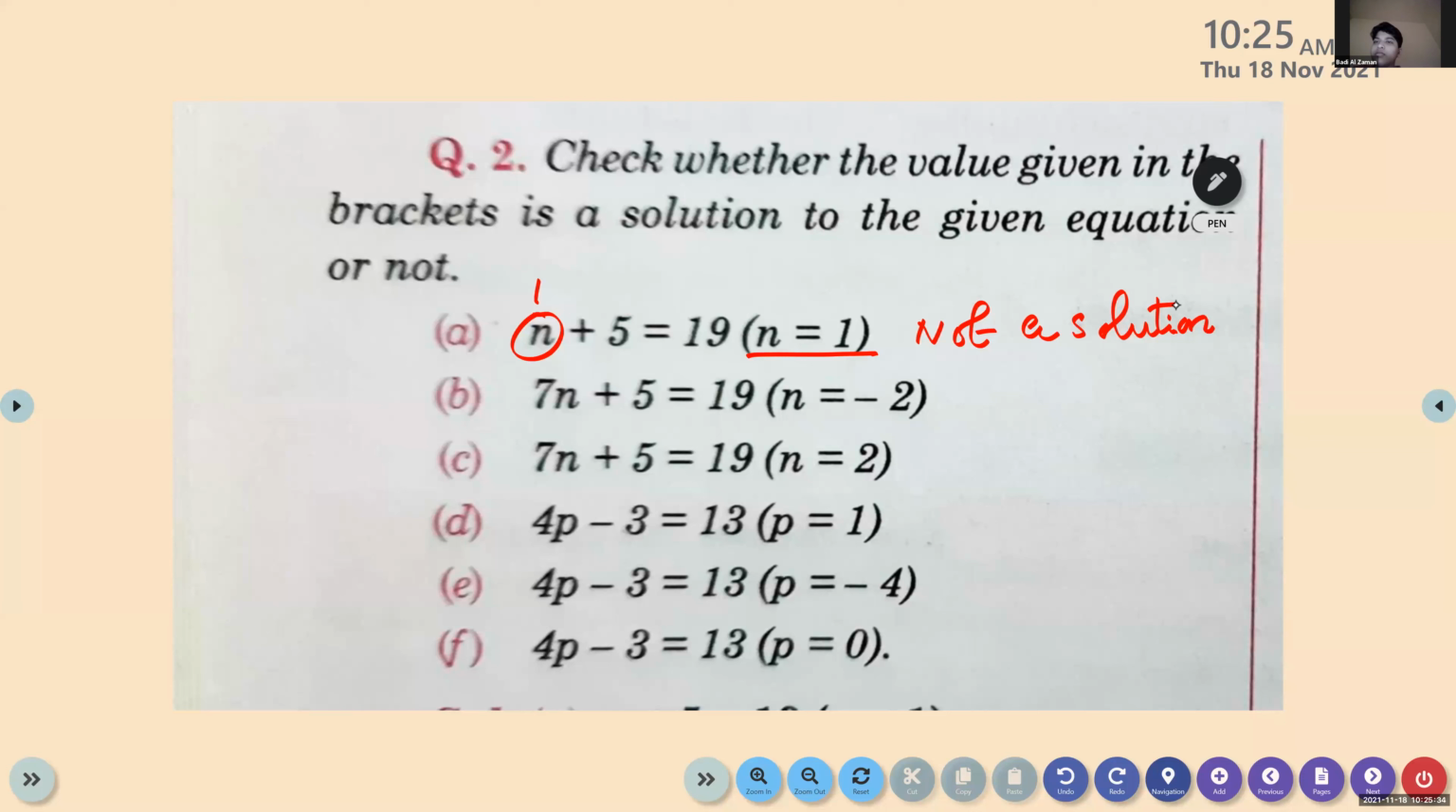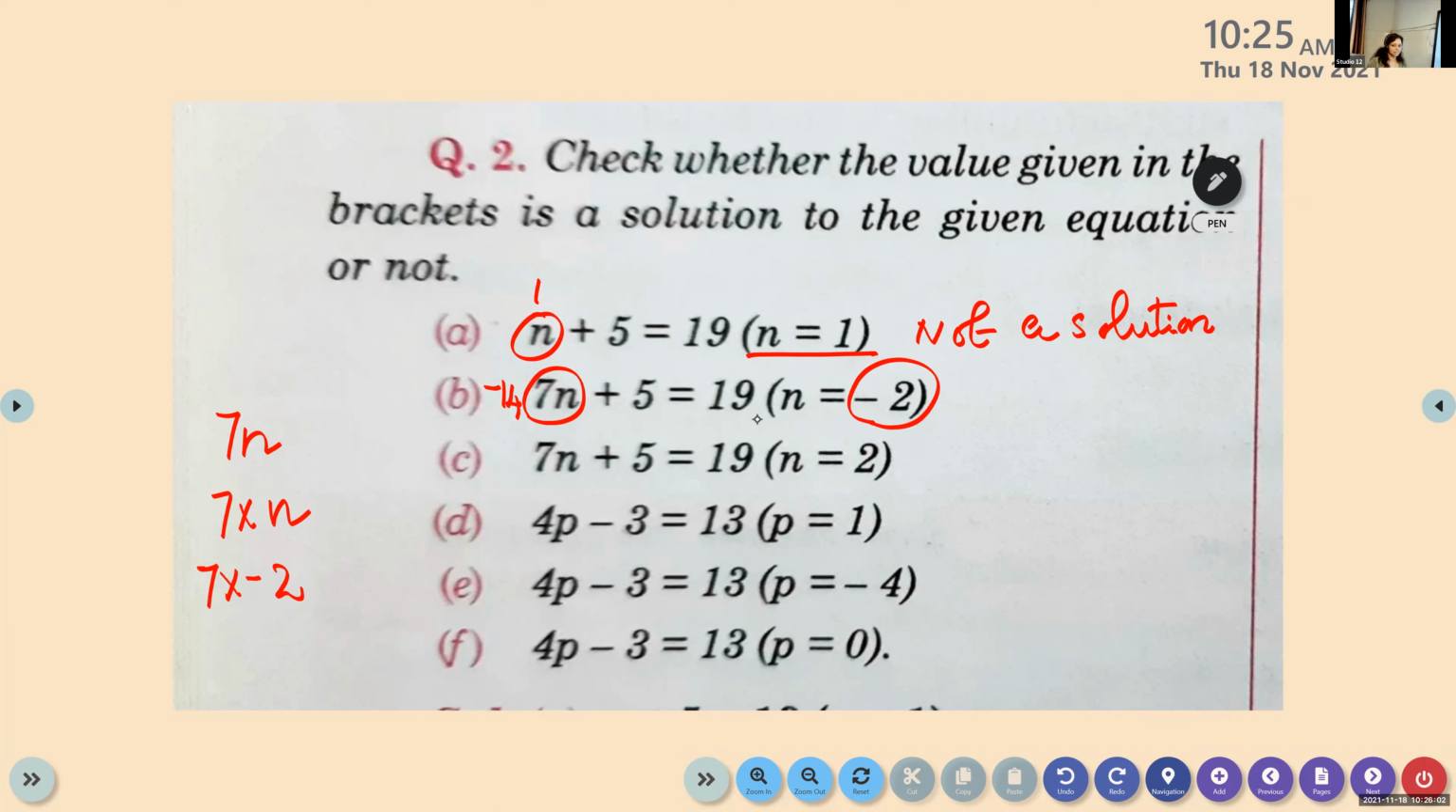7n means 7 into n. So n is given as -2. In the place of n, if you put -2, what will be coming here? Yes, ma'am, it's a solution. -14 will come. Then is the answer correct? Negative 14. Yes, ma'am. Correct.